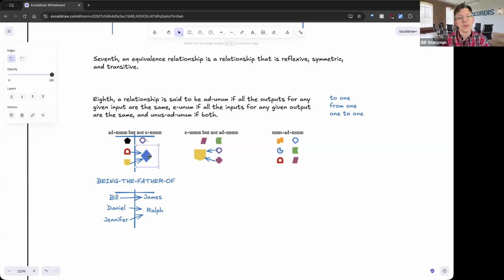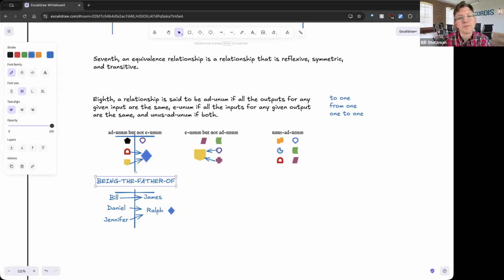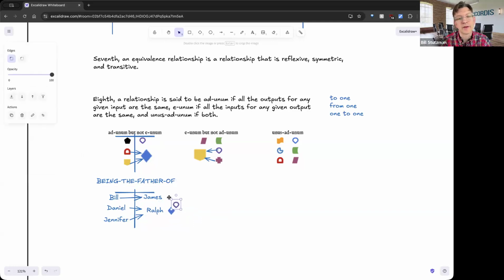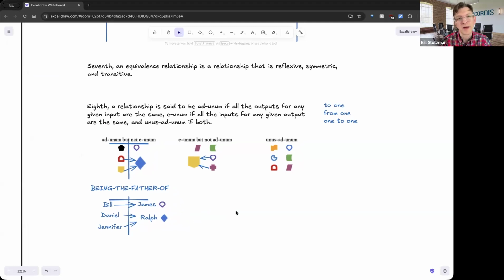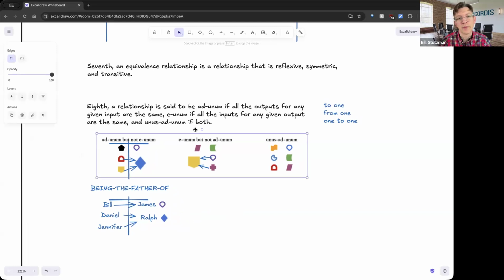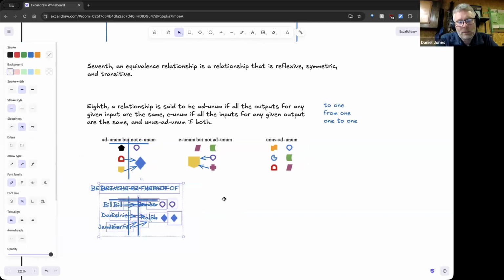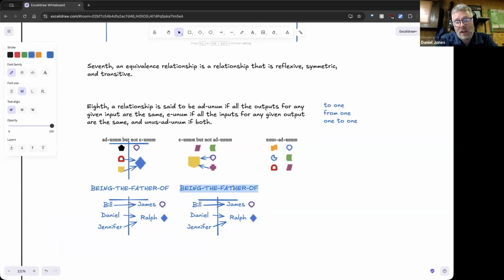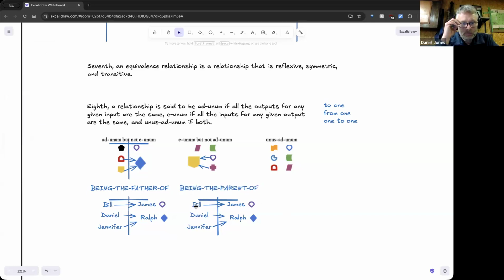So with the next box over, is it true then that if we reverse it, say those middle symbols, the little purple teardrop and the cross could be a mother and a father, for example, pointing back to a child that they are both the parents of? Yeah, so being the parent of is not good. Being the parent of is not ad unum. It's actually neither. It's neither ad unum or e unum.